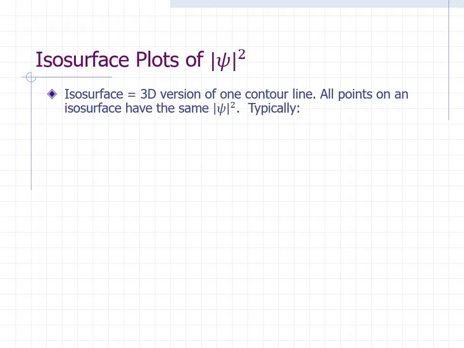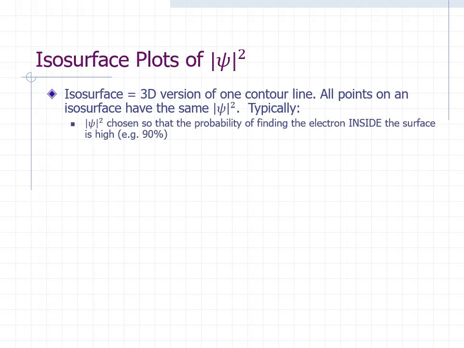All points on an isosurface have the same value of psi squared. For typical isosurface plots, the value of psi squared is chosen so that the surface encloses a region where the probability of finding the electron is high, like 90%, for example. Parts of the isosurface are also typically color-coded to indicate regions where the wave function has opposite algebraic signs. This facilitates visualization of the nodes.